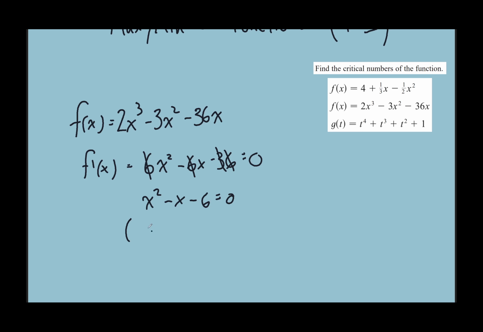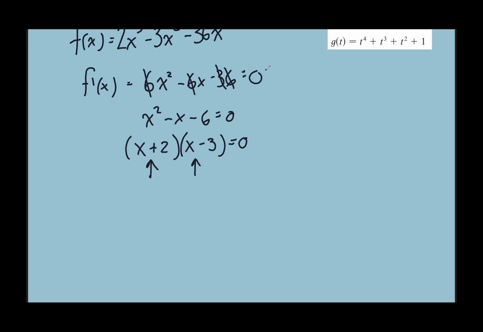Well, that factors. You know your algebra 2 by now, don't you? I didn't. So that'll be an x plus 2 and an x minus 3 equals 0. So either of these can be 0 because a times b equaling 0 means a or b, or both could be 0. So here x would be negative 2 and here x would be 3. These are our two critical numbers.